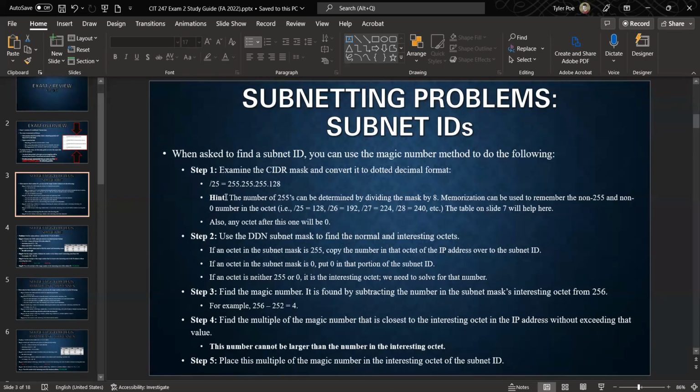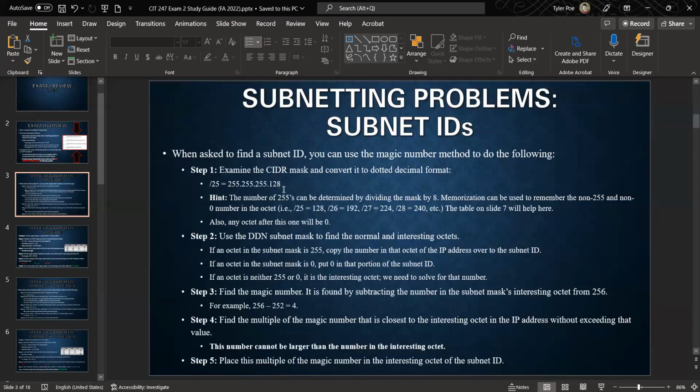Here's a hint for figuring out this calculation. The number of 255s in the dot decimal notation of the subnet mask can be determined by dividing the CIDR mask number by 8. So 25 divided by 8 is 3. Therefore, there's going to be 3 255s. Memorization can be used to remember the non-255 and non-zero number in the octet. In other words, that's going to be our interesting octet for when we're solving for the subnet ID.